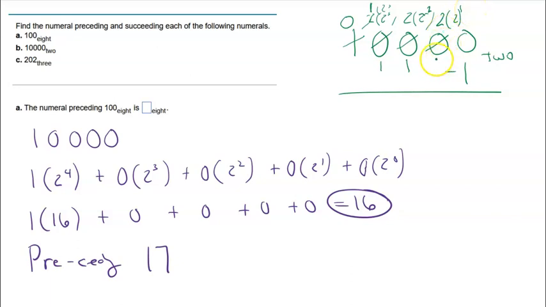I got to borrow one of those. That's going to make that a 1. And now this is 2 times 2 to the 0, which is really just a 2. Now that's a 2. And I can subtract. 2 minus 1 is 1. 1 minus nothing underneath is a 1. That's a 1. That's a 1. And this is a 0.